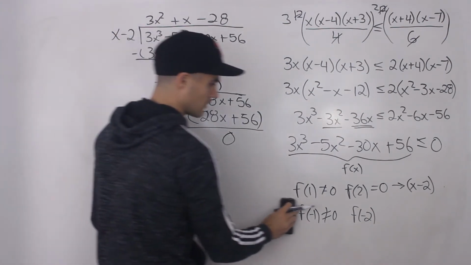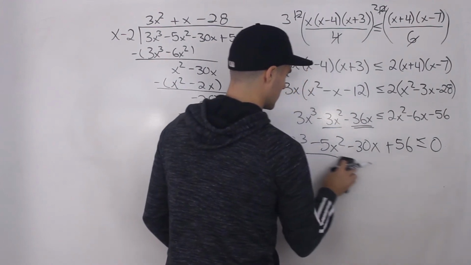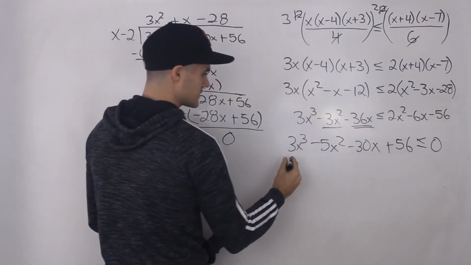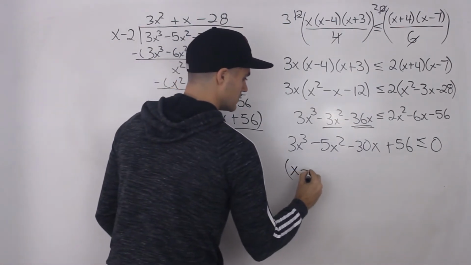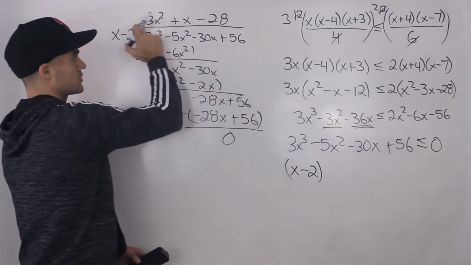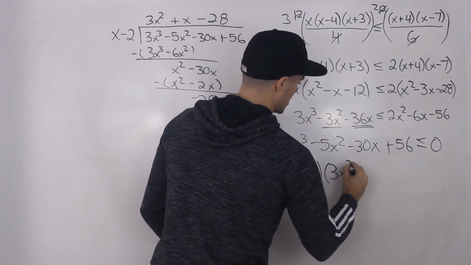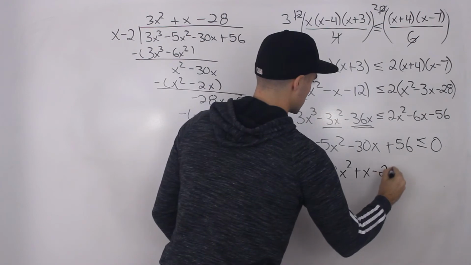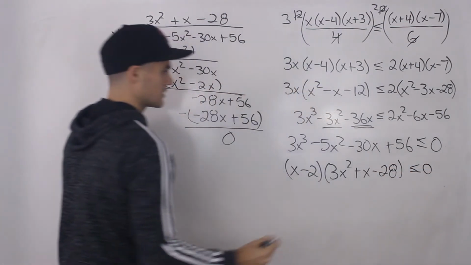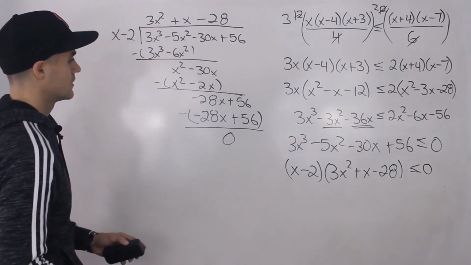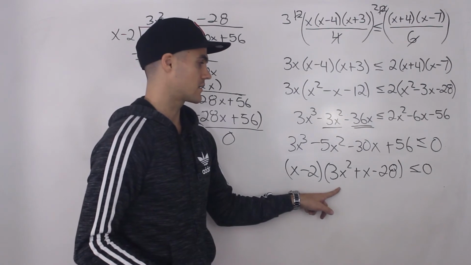So what we've done so far is we've taken this polynomial here on the left side, and we broke it down into this divisor, x minus 2, and then this quotient here, 3x squared plus x minus 28. And we're still finding when is it less than or equal to 0. So at this point, what we've got to do is factor this quadratic.